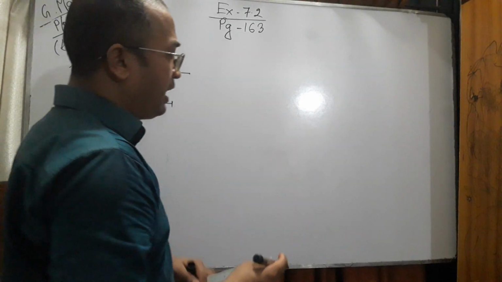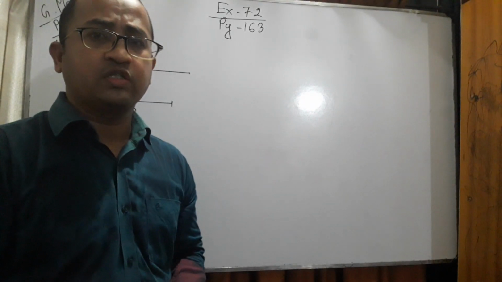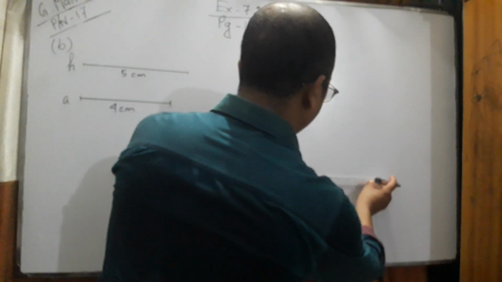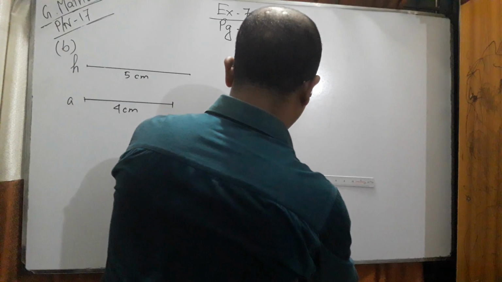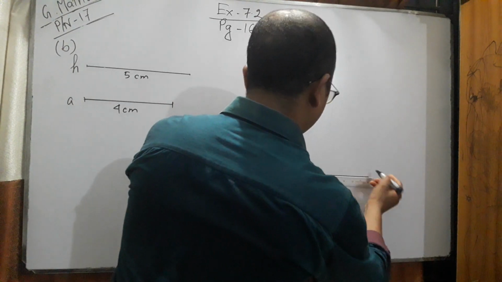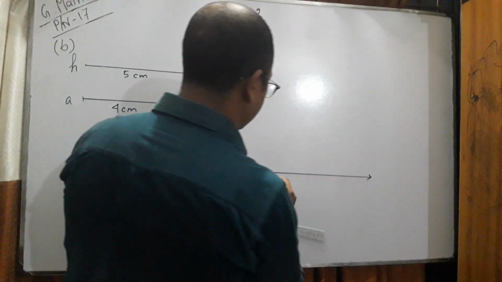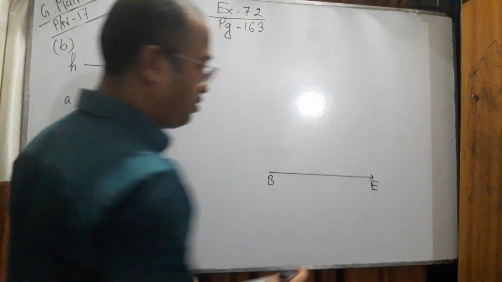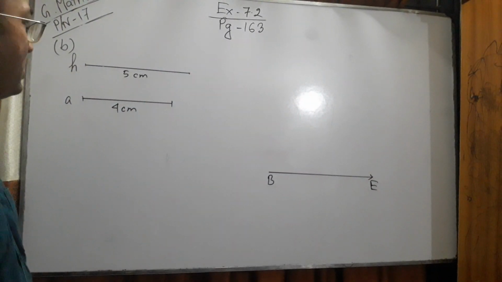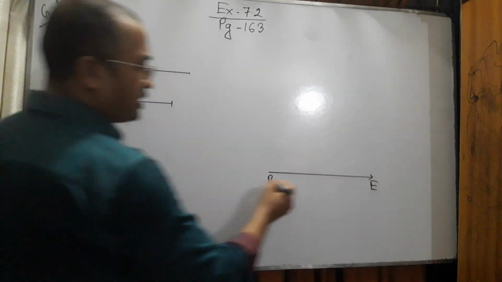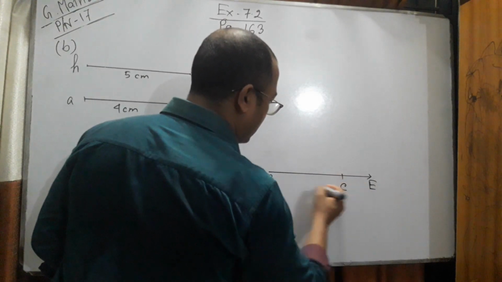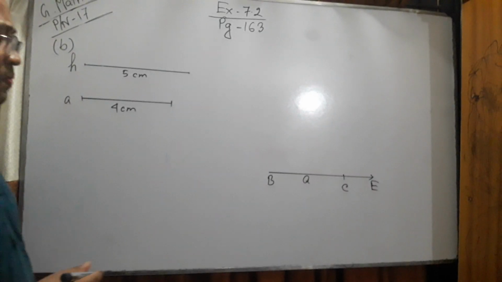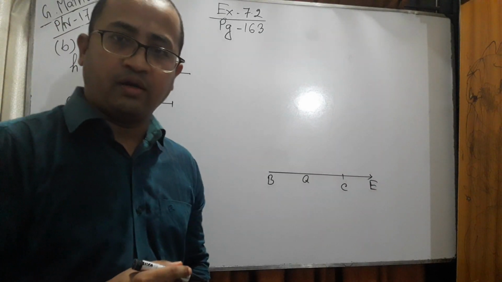Look, to draw any figure, at first you need a ray. So draw a ray at first. Say this is BE. From the ray BE we cut BC equal to A. This is one side. Now this is a right angle triangle.